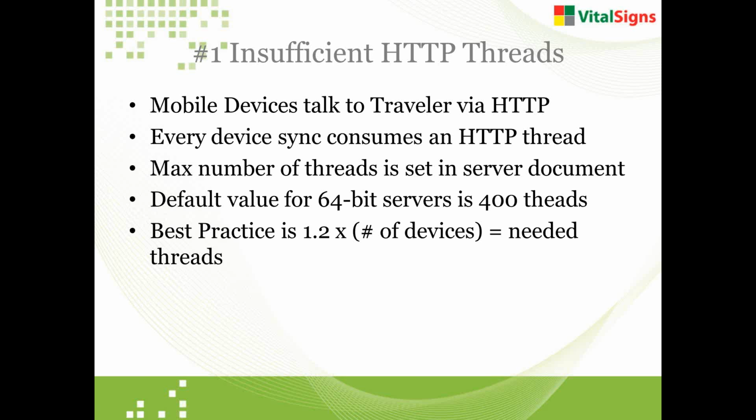The maximum number of threads that you have is set in the server document in the name and address book, and the default value for 64-bit servers is 400 threads. Typically what happens when the server is first installed, people just take all the defaults. There's not that many devices on there. The thing is just smoking fast all the time. And over time, more devices grow and grow.